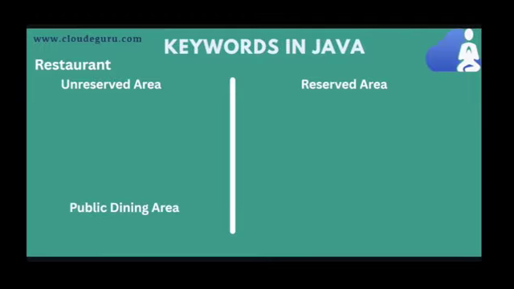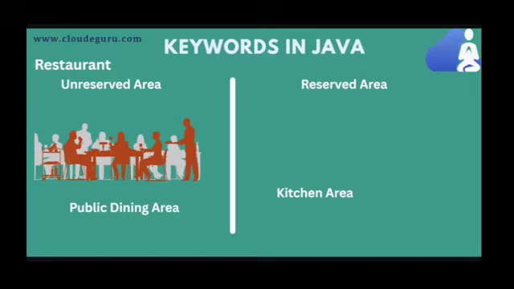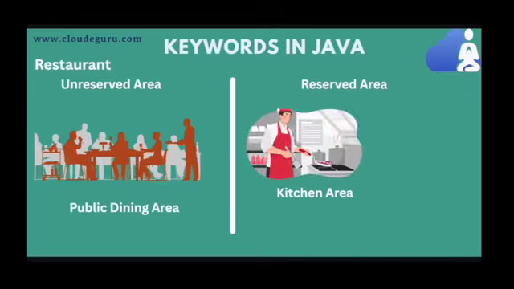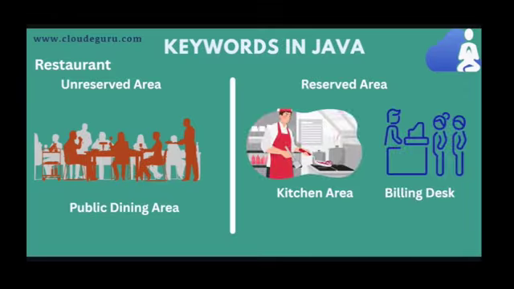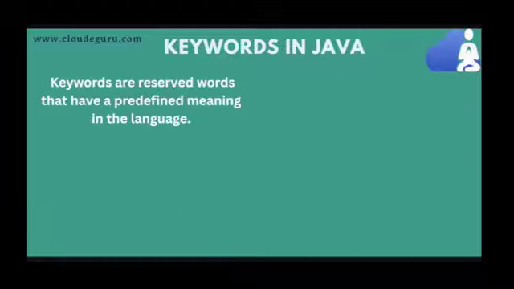But in reserved areas, there could be a kitchen area where you'll see the cooks, and there could be a billing area where you see the admin sitting collecting the cash or card from you. So these areas have specific meaning. Similarly, in Java, keywords are reserved words that have a predefined meaning in the language. So you cannot use those words for your own purposes.